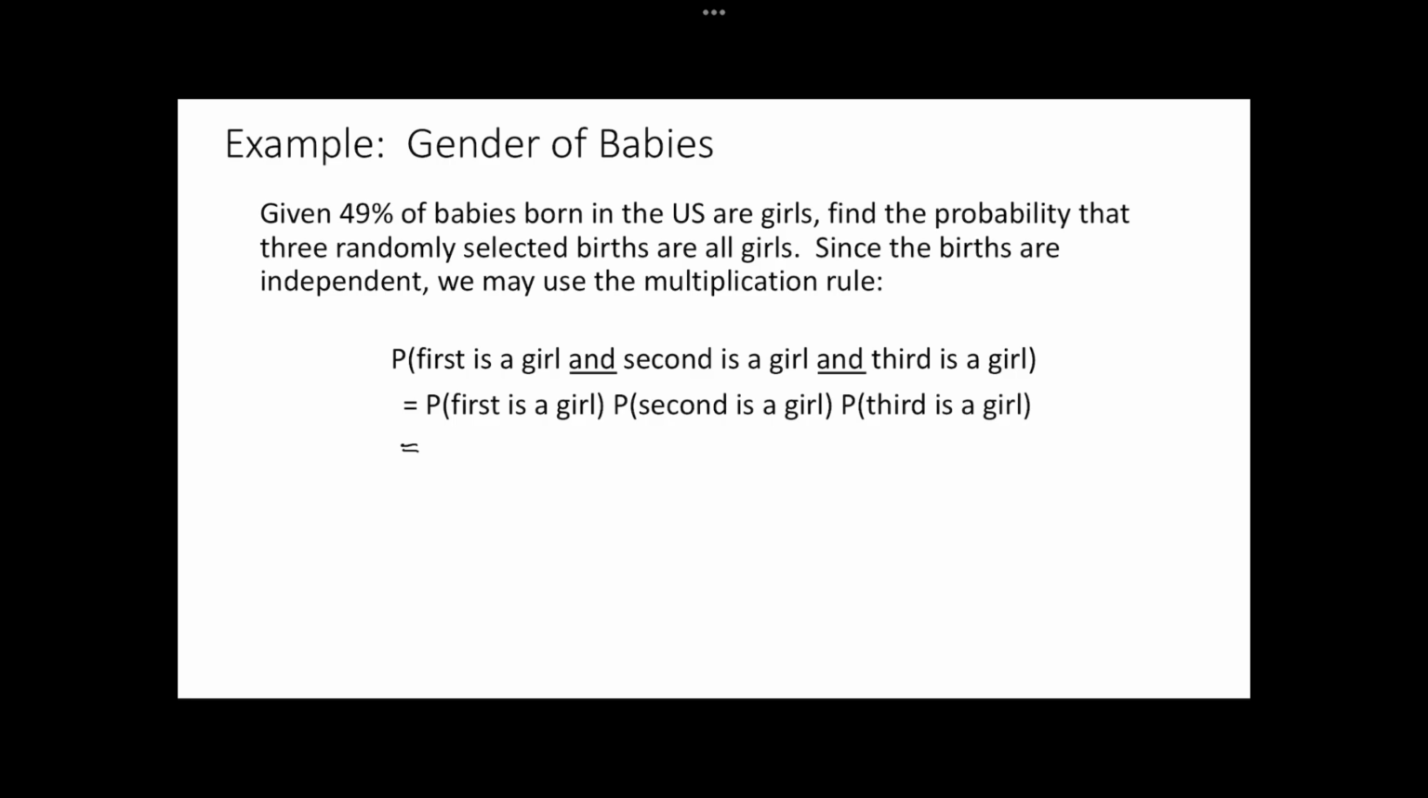So the probability that we get a girl on the first draw is 0.49, since 49% of babies born are girls. And then the probability of getting a girl on the second draw is also 0.49, and same for the third draw. So our total probability is going to be 0.49 times 0.49 times 0.49. So if you plug this into your calculator, you get 0.118 if I round.